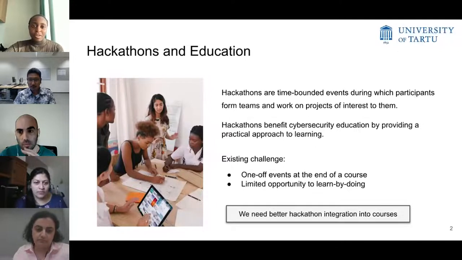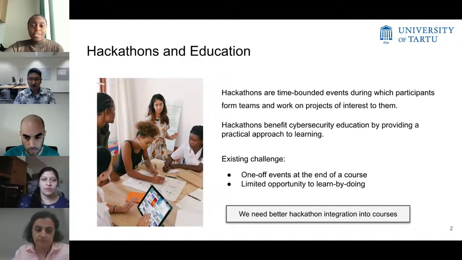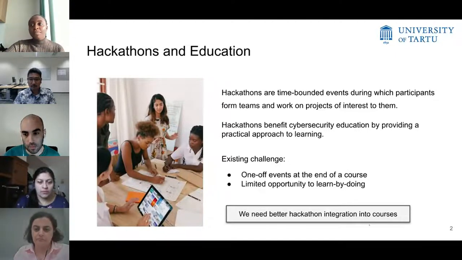However, there are existing challenges to the way hackathons have been integrated into educational courses. One of such is the introduction of hackathon events at the end of the course, providing limited opportunity to learn by doing throughout the course. And of course, providing this practical approach during the process of the course can be challenging when it's done at the end of the course. As such, we need better hackathon integration into courses.